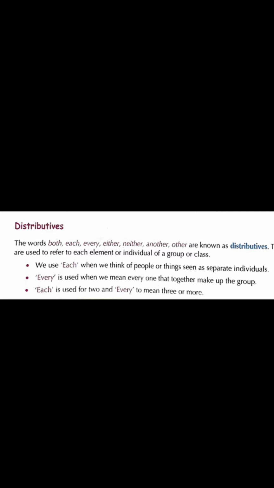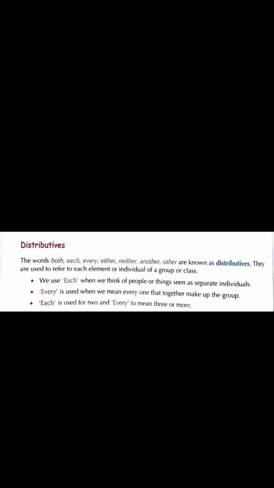Either is used to mean one or the other, whereas neither refers to not the one nor the other of two people or things, whereas other is used with singular uncountable nouns and plural nouns. We use the indefinite article an before other. We write it as one word, another.